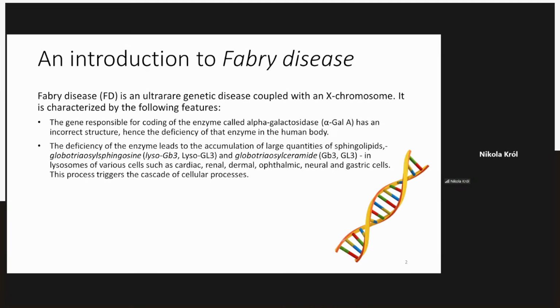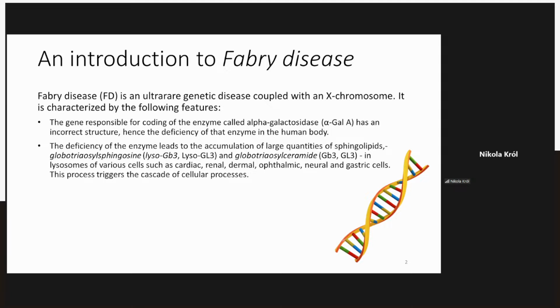Thank you very much. Fabry disease is a lysosomal storage disease. It's a hereditary disease coupled with the X chromosome. The gene responsible for coding of the enzyme called alpha-galactosidase has an incorrect structure. Hence, the deficiency of that enzyme in the human body leads to the accumulation of large quantities of sphingolipids in lysosomes of various cells, such as cardiac or renal.